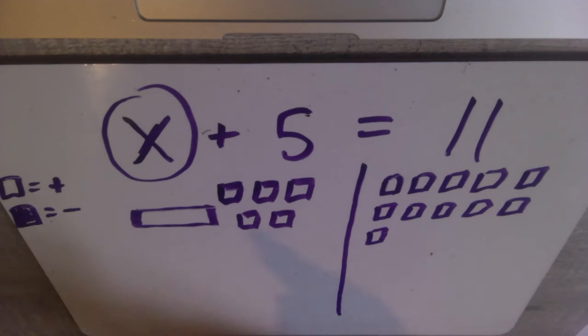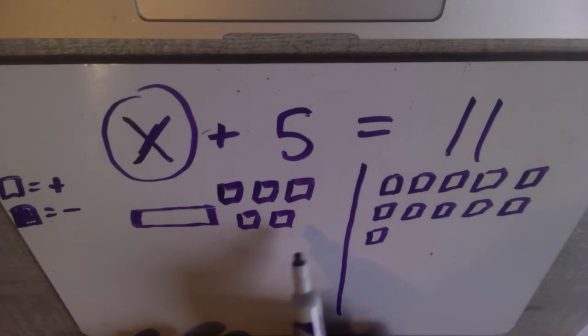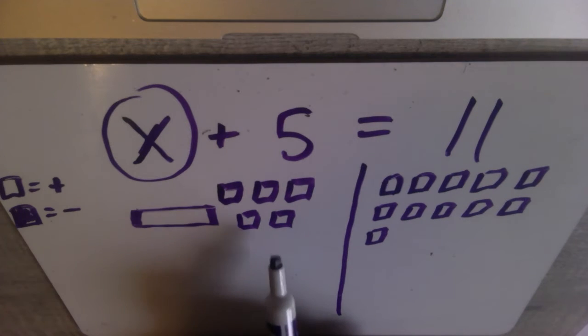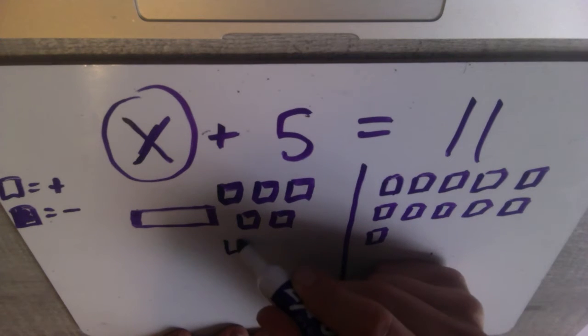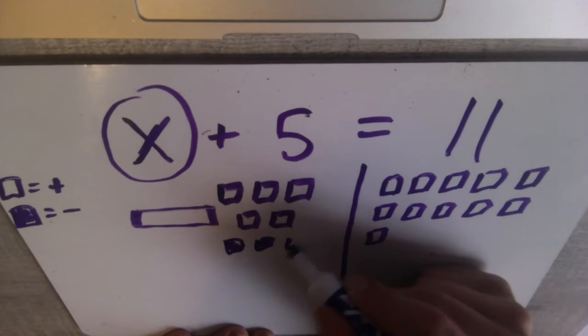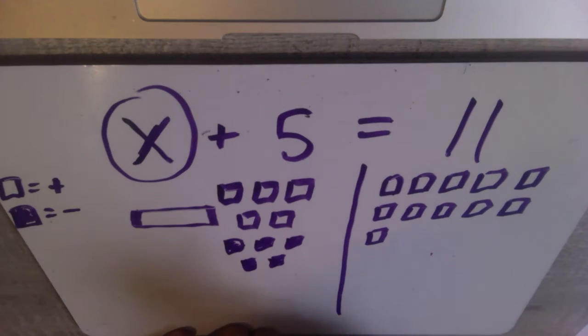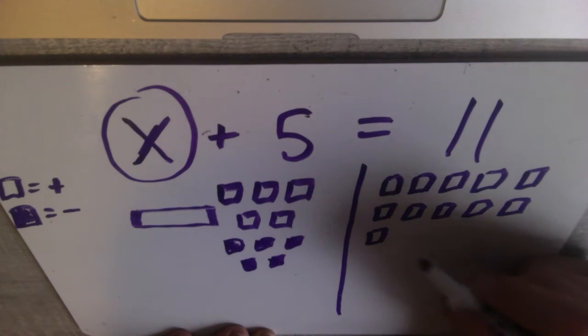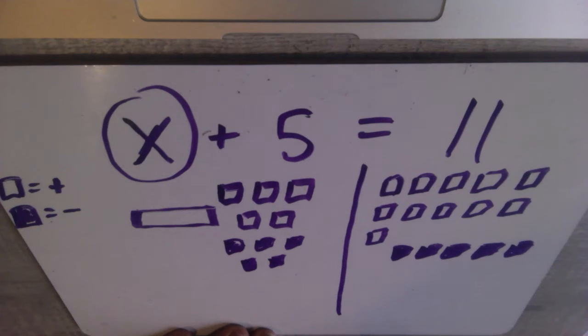Now what I have to do to get this x alone, to isolate it, I want this rectangle here to be alone. I don't want any of these tiles left on this side when I'm done. So I've got 5 positives here. I have to insert in 5 negatives. So draw those 5 negative tiles. 1, 2, 3, 4, 5. If I drew 5 negatives on this left side, I need to draw 5 negatives on my right side. 1, 2, 3, 4, and 5.